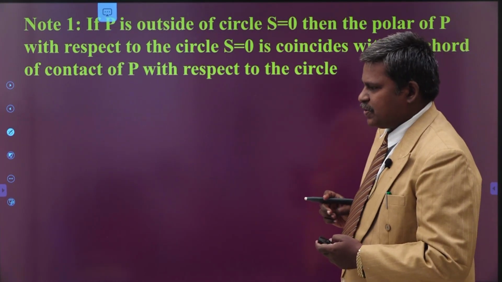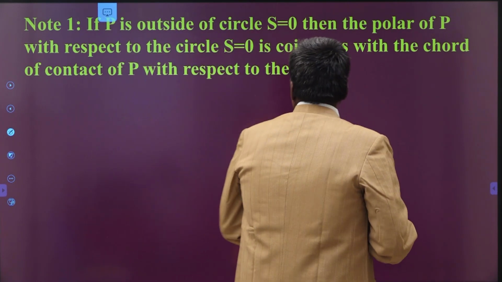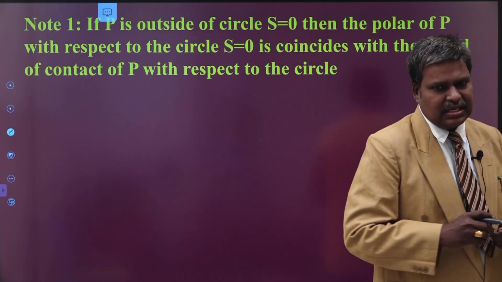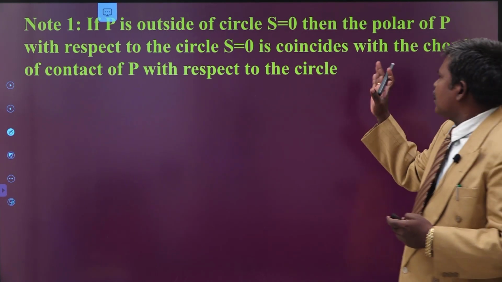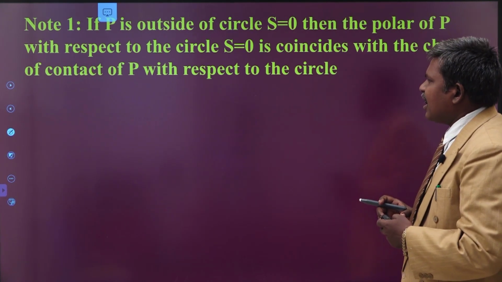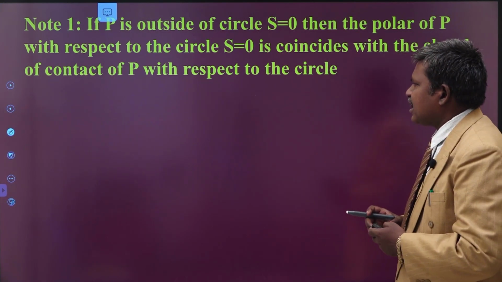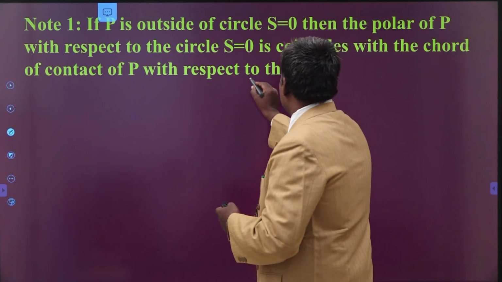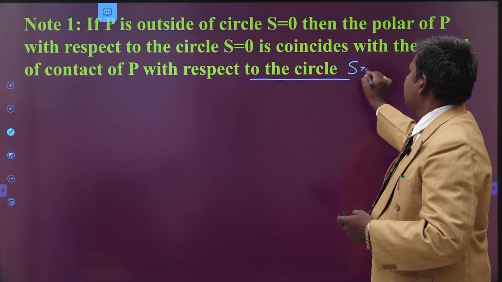Now let us observe some notes. Note 1: P is outside of the circle S = 0. If P is outside of the circle, then the polar of P with respect to the circle S = 0 coincides with the chord of contact of P with respect to the same circle, S = 0.